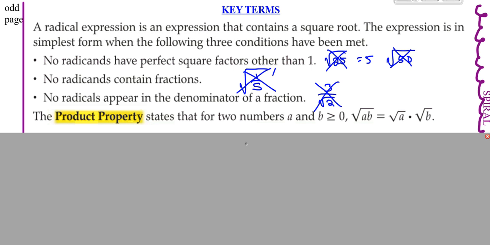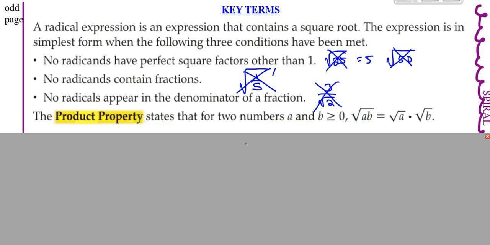Then no radicands contain fractions, so we can't have the square root of 1/5, so write that on your notes as well. The last one here is no radicals appear in the denominator of a fraction. The denominator, remember, is the bottom of a fraction. So if I have 3 over the square root of 2, that's not allowed because I have a radical down there. We'll talk about how to handle these things as we go.